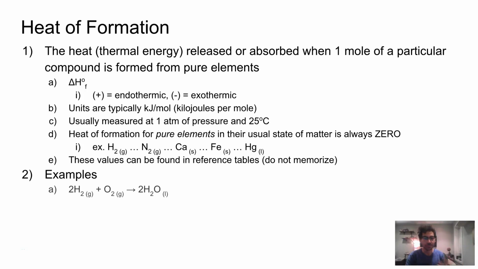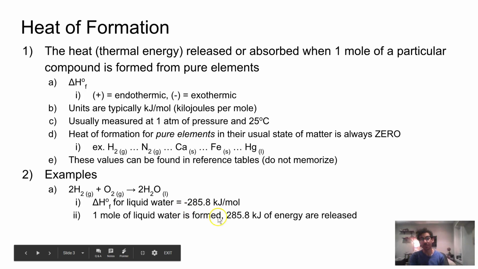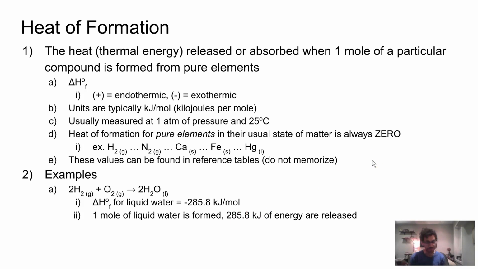So let's look at some examples. Here's a nice reaction. This shows hydrogen gas and oxygen gas coming together to form water. Delta H for liquid water is negative 285.8 kilojoules per mole. That tells me that every time 1 mole of liquid water is formed, 285.8 kilojoules of energy is released. Neat. That's how much energy is given off when a mole of water is formed. Liquid water, to be precise.